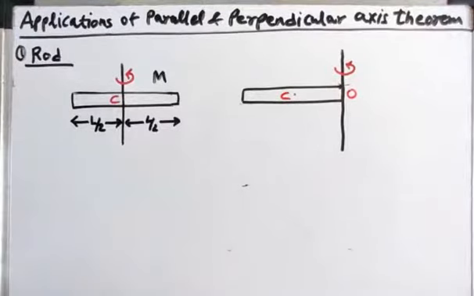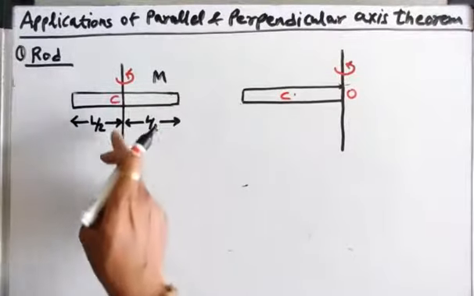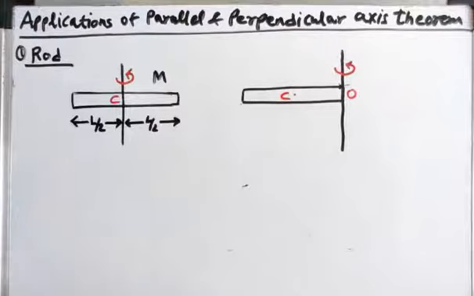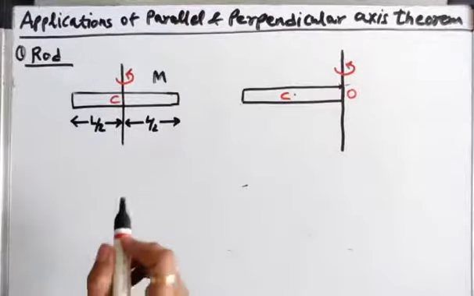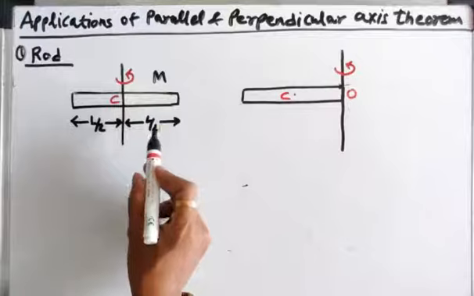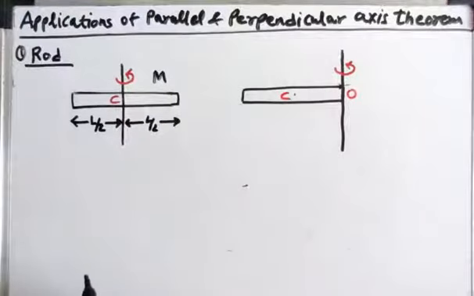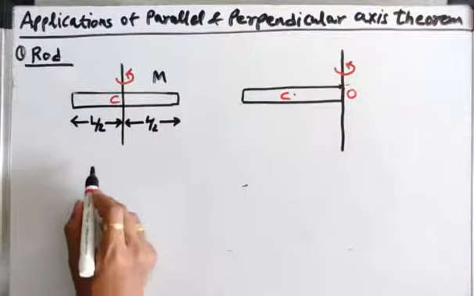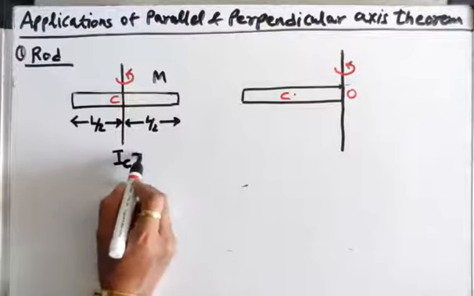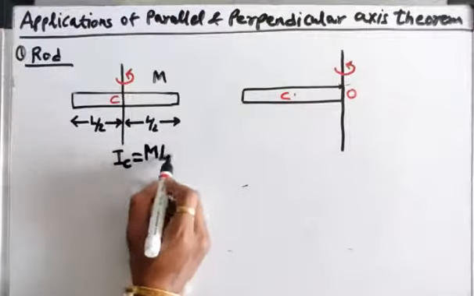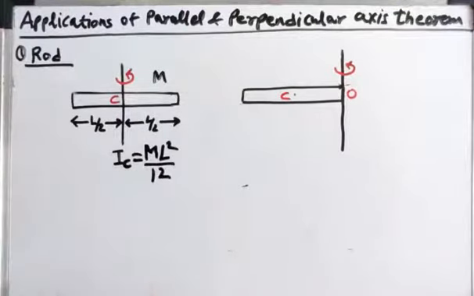Here you can see we have considered a rod of total length capital L and mass of the rod is capital M. The axis of rotation is passing through the center of mass of the rod, and we know that moment of inertia of a rod about an axis passing through its center and perpendicular to its plane can be written as IC is equal to ML square by 12.